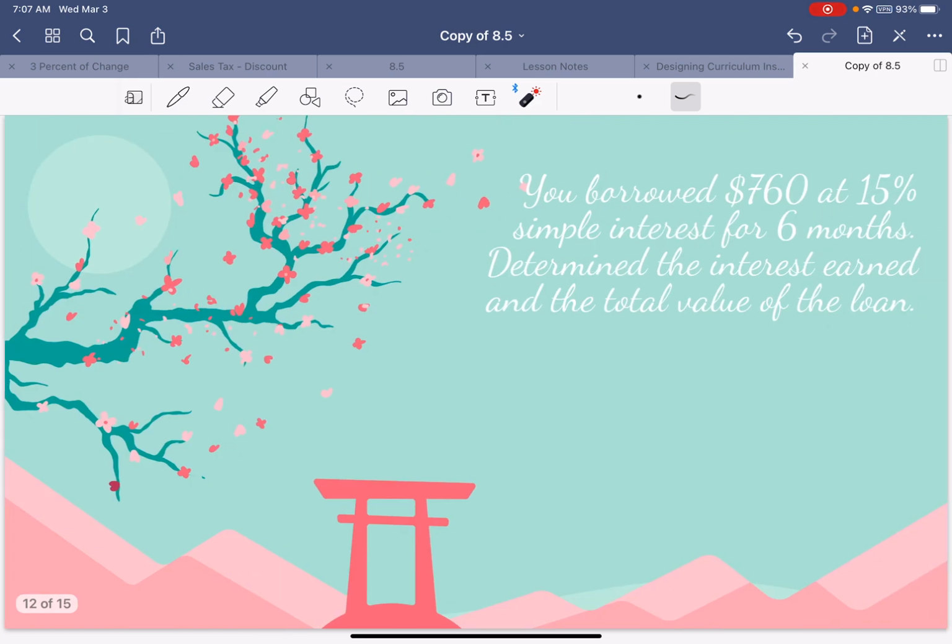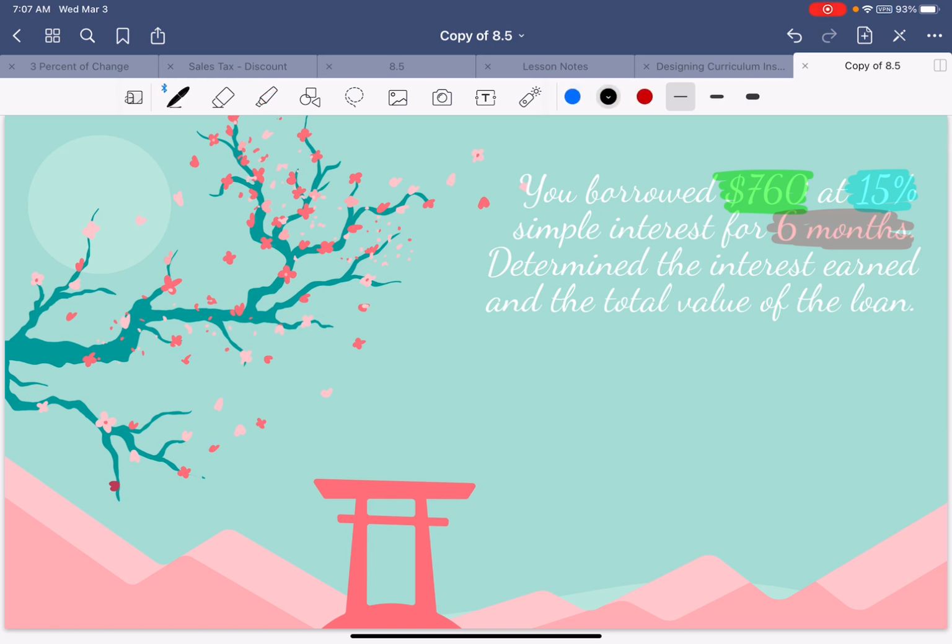All right, let's go over here. Now you're borrowing $760, okay? So this is still our initial deposit, okay? How much we are borrowing. They are increasing it at 15%, okay? They're saying for every year you don't pay us back, we want 15% more. And we've borrowed it for 6 months.